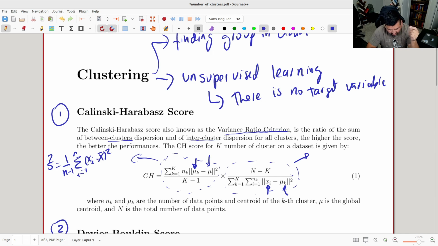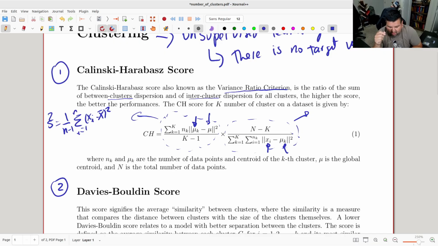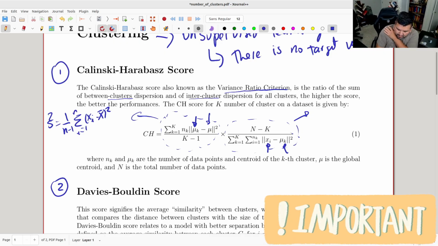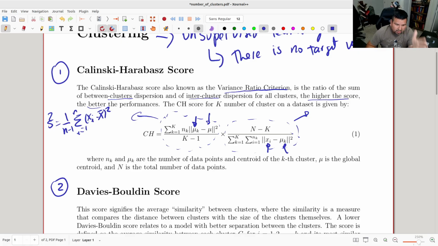Now here is the rule of thumb: the higher the score is, the better. If you consider different numbers of clusters, let's say first you cluster the data into two clusters and compute the Calinski Harabasz score, then you cluster the data into three clusters and compute the score, then four clusters, and so on. After you finish going through all the different numbers of clusters that you want to consider and compute the corresponding CH scores, you select the number of clusters that maximizes the Calinski Harabasz score. That's basically the rule of thumb.